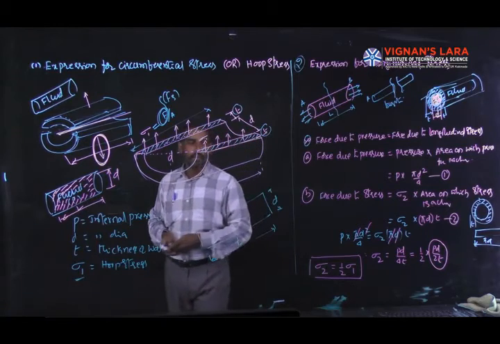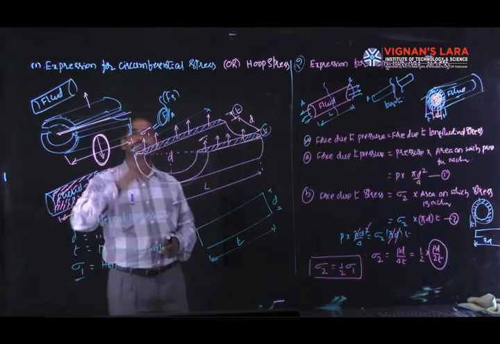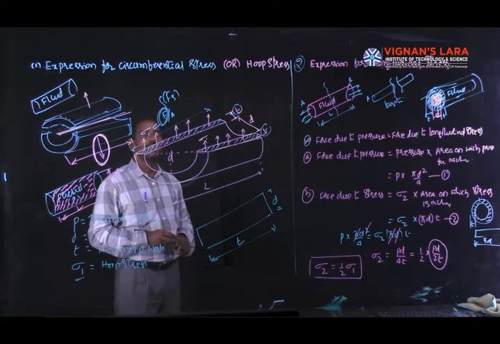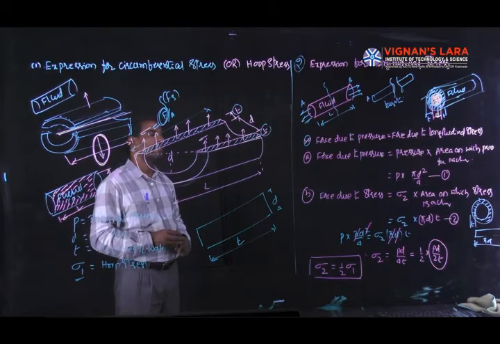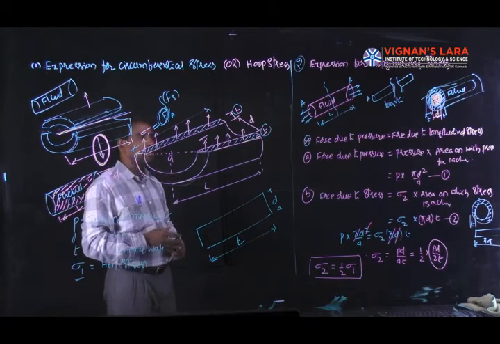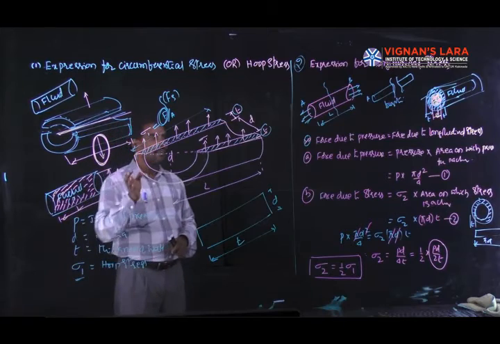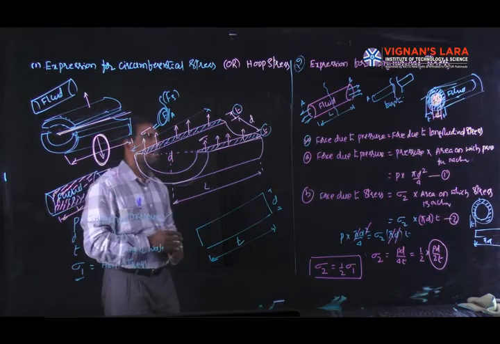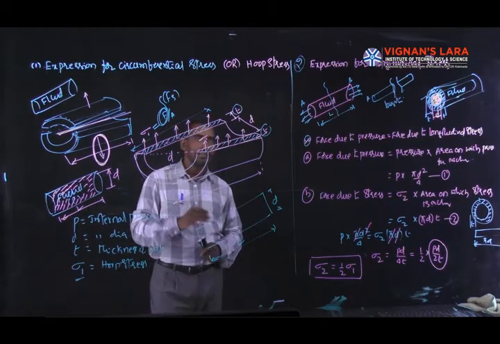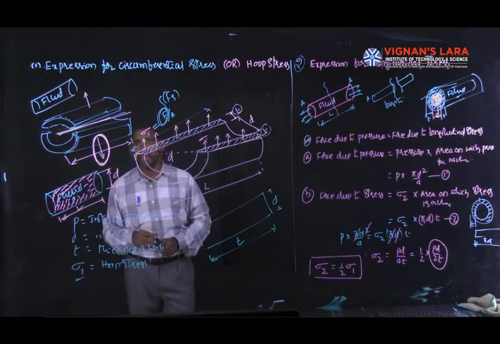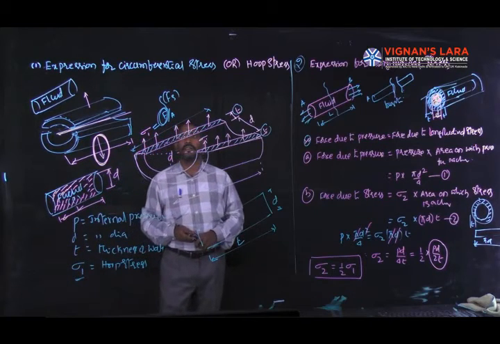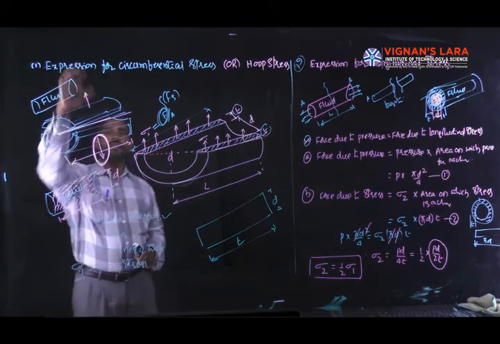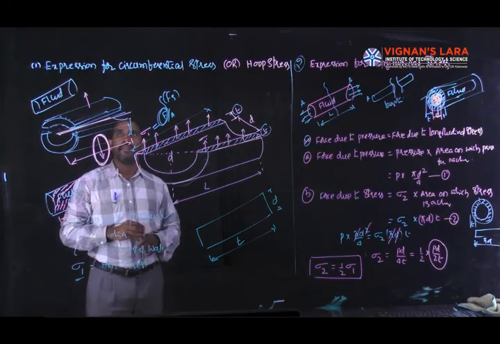So today we discussed thin and thick cylinders. Initially we differentiated thin and thick cylinders, which is always defined with respect to the ratio of thickness to diameter. If it is less than 1 by 20, that is thin. If it is greater than 1 by 20, that is thick. Today we will discuss thin cylinders.